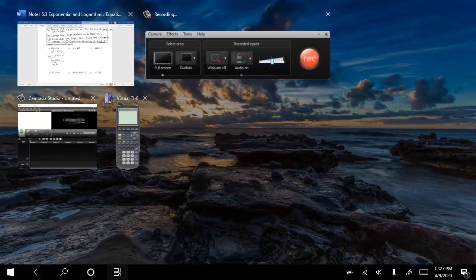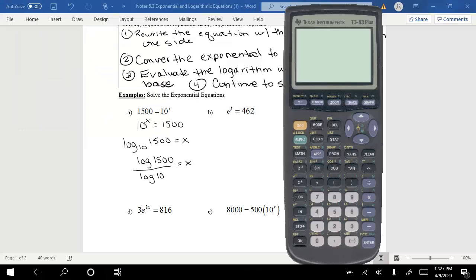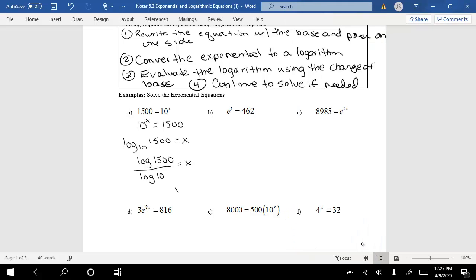And if I pull up my calculator, we're going to say that log of 1500 divided by log of 10, we get 3.176 as our answer.